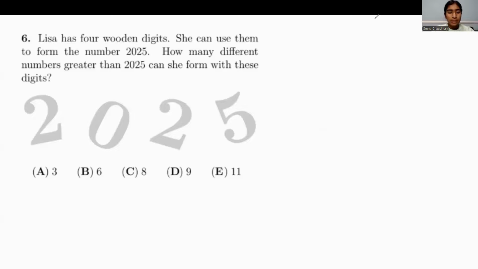Number 6. Lisa has 4 wooden digits. She can use them to form the number 2025. How many different numbers greater than 2025 can she form with these digits? And as shown, our digits are 2, 0, 2, and 5. Now, the easiest way to solve this question would be to just list them out because our greatest possible answer is 11. So let's do that.